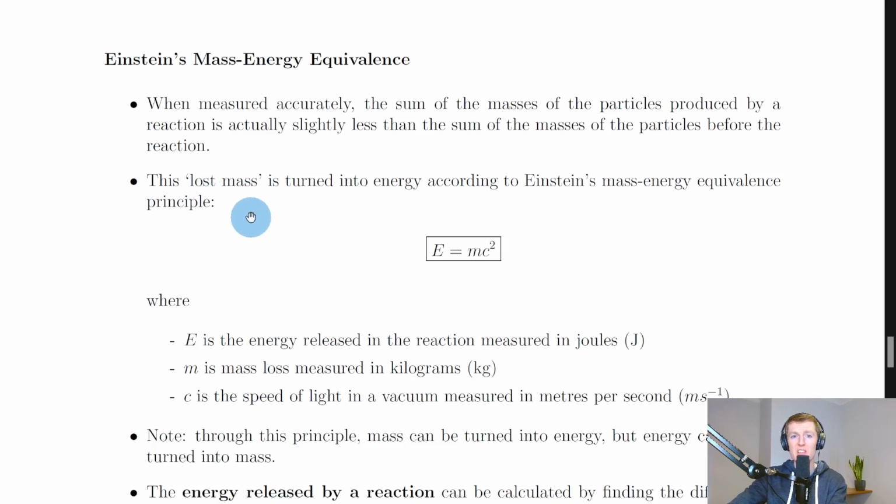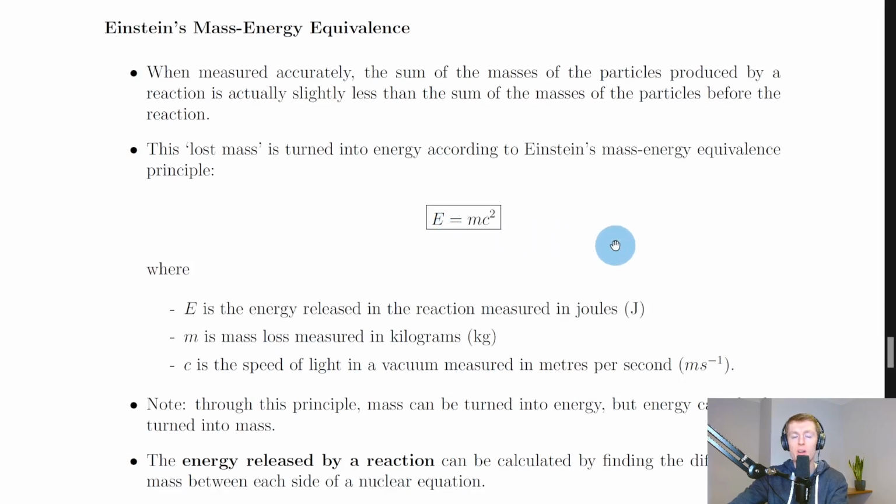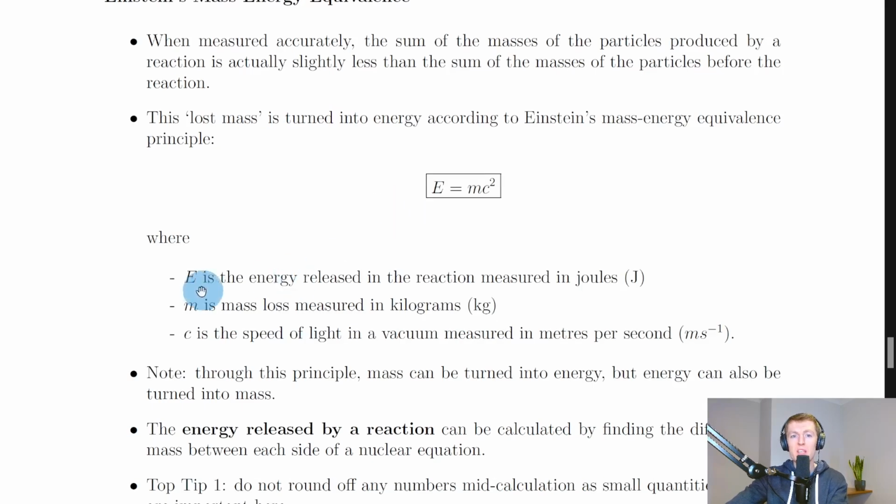And it says that this lost mass is turned into energy according to Einstein's mass-energy equivalence principle, E equals mc squared. And this is the famous equation from Einstein that you might already have heard about, where E is the energy released in the reaction measured in joules, m is the lost mass or mass loss measured in kilograms, and c is the speed of light in a vacuum measured in meters per second. So remember that takes a value of 3 times 10 to the 8 meters per second in a vacuum.